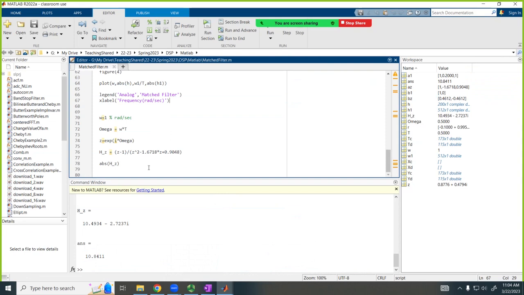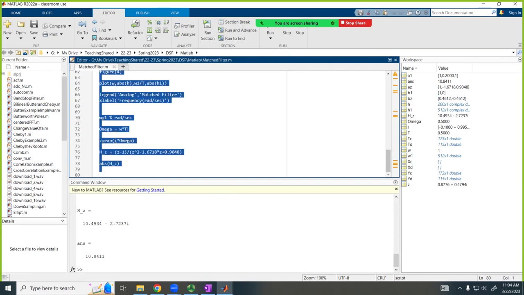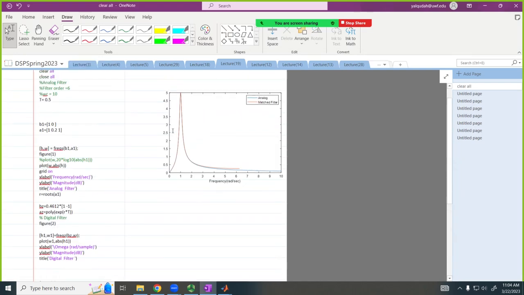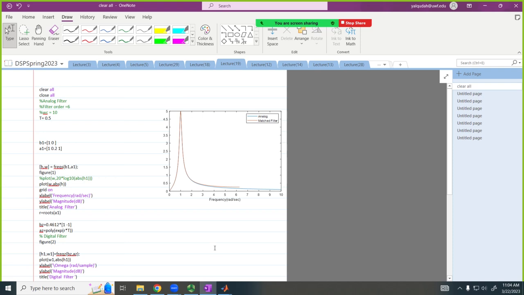Okay, so with that, we're ready to go through the third technique, or the third method. So let me just put in this matched Z transform filter example.